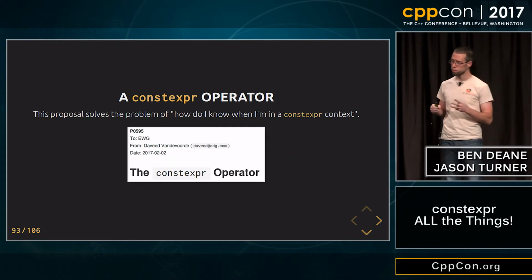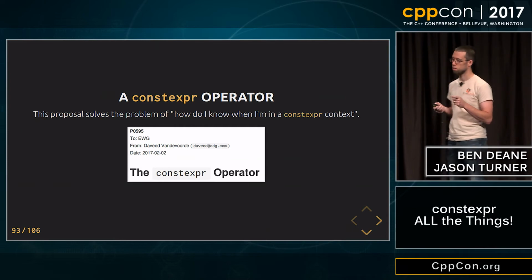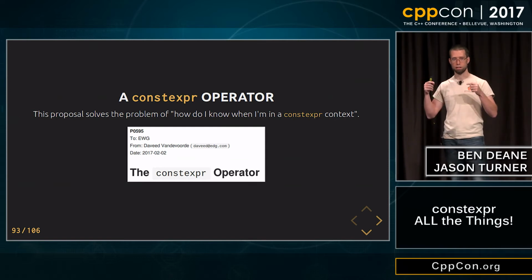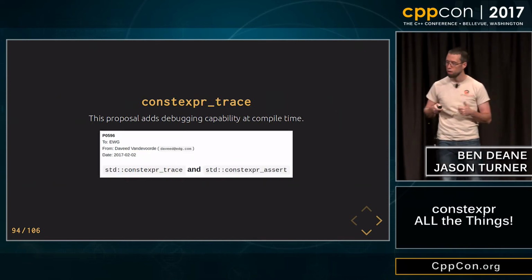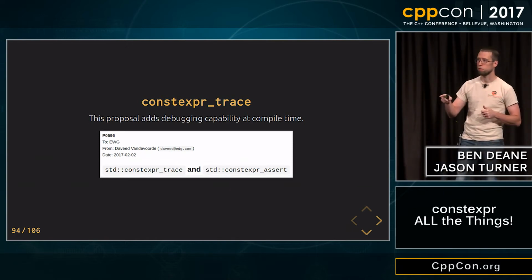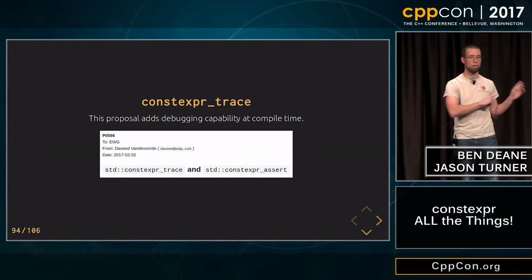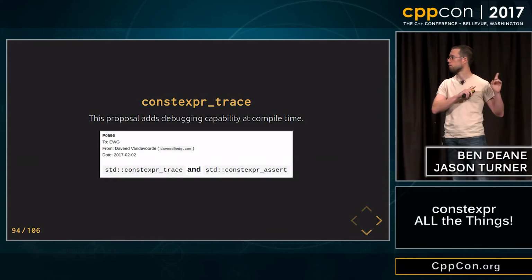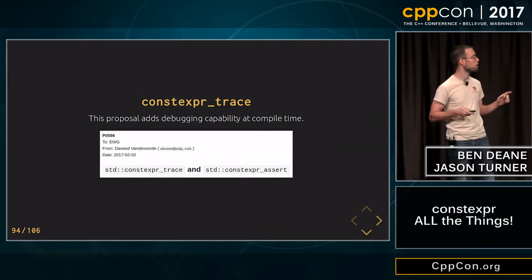So there's several proposals out there, all of them by David, right? A constexpr operator that would help you determine if something is being evaluated in a constexpr context. That could be a lot of fun for us. Constexpr trace and constexpr assert give you more debugging facilities, so if something happens at compile time, you could get a message printed out. And there's someone who hacked together a static print version of this for GCC that I've played with. That was awesome.